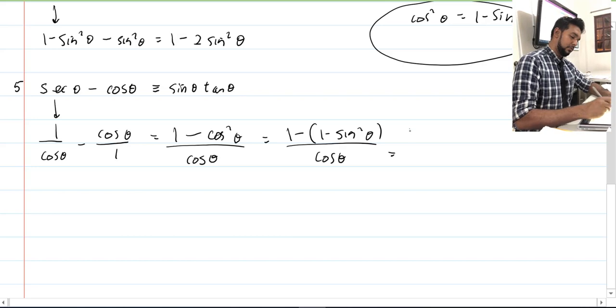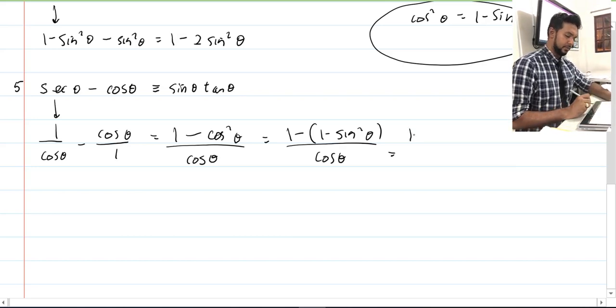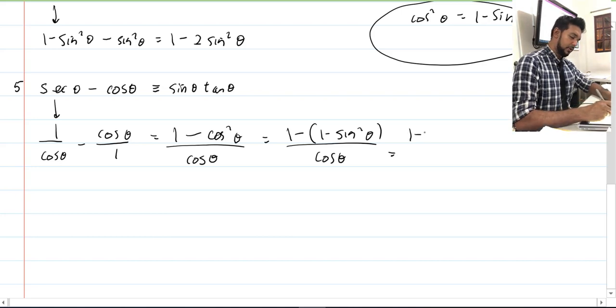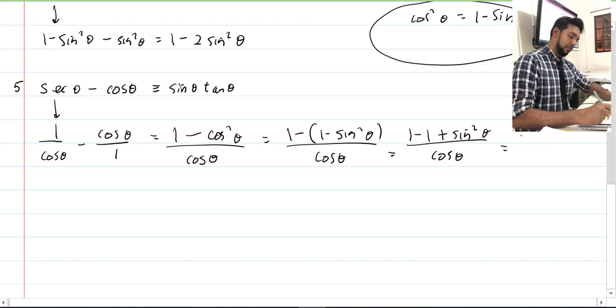So this is 1, sorry, what am I doing? Right, so that's 1 minus 1 plus sine squared theta all over cos theta. What's 1 minus 1? 0. So we're left with sine squared theta over cos theta.